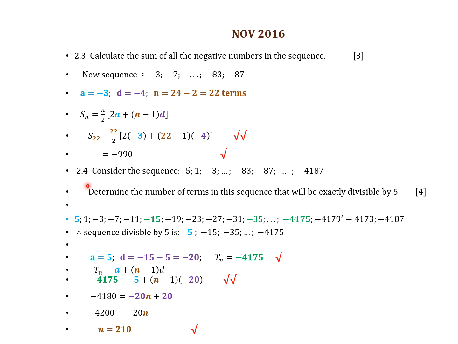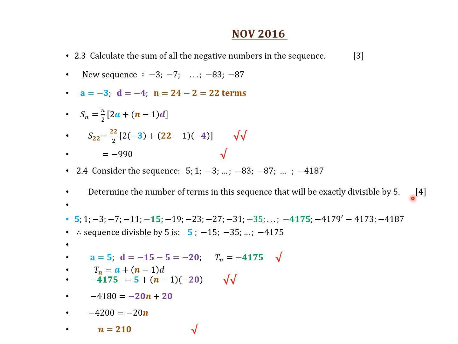Then we have 2.4, the last question of November 2016. We will always try to catch you out with the last question. So consider the sequence 5, 1, negative 3, going all the way to negative 4187. Determine the number of terms in this sequence that will be exactly divisible by 5.